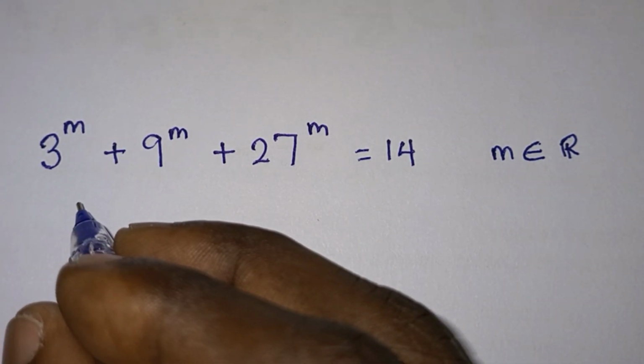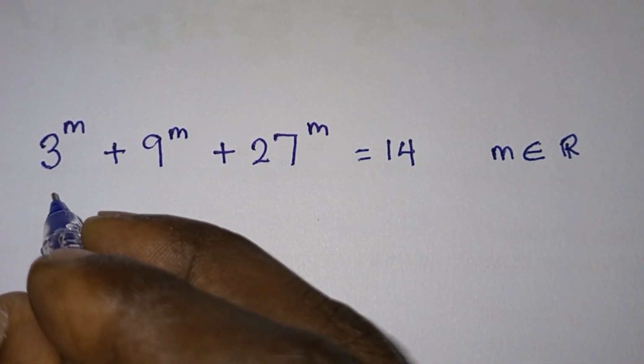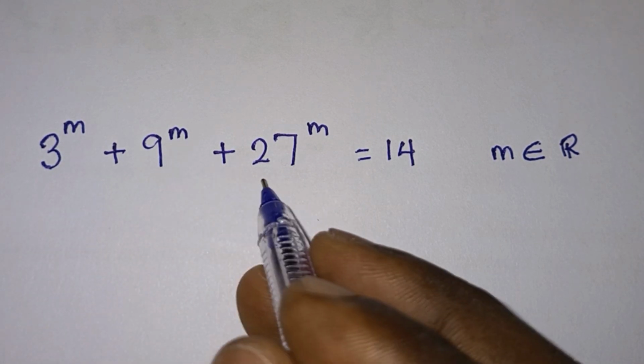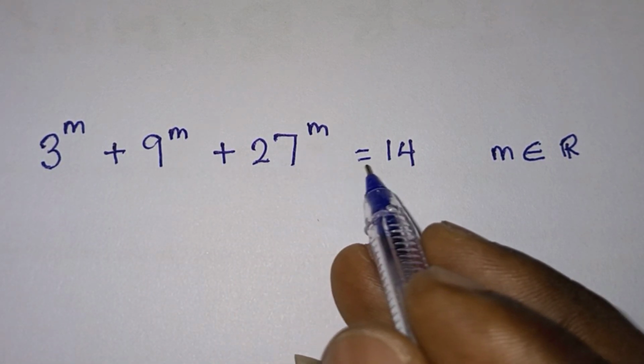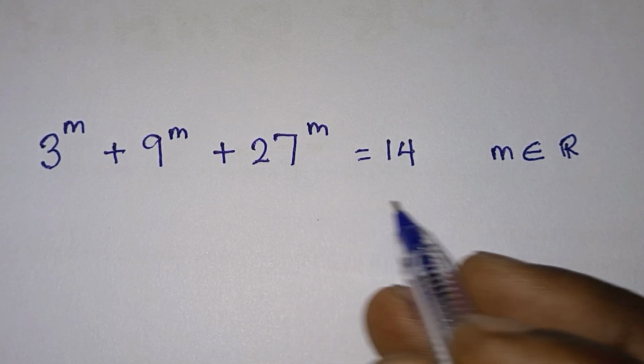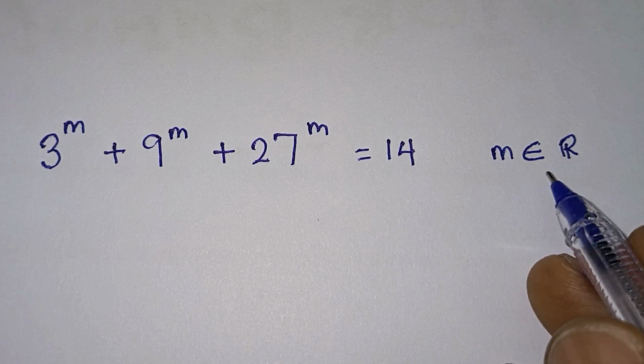Hello everyone, in this video we have this interesting exponential equation: 3 to the power m plus 9 to the power m plus 27 to the power m is equal to 14. And we have to find the value of m where m is a real number.